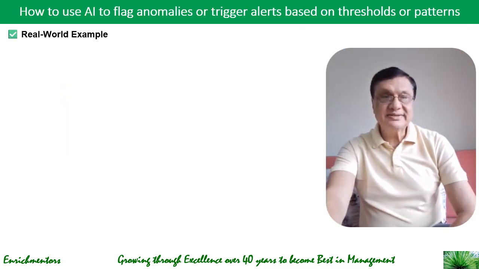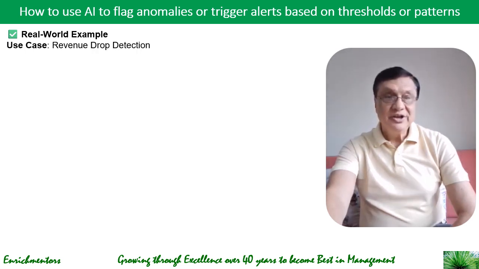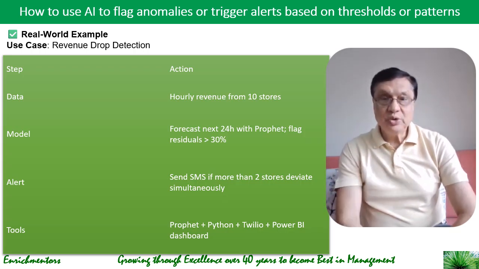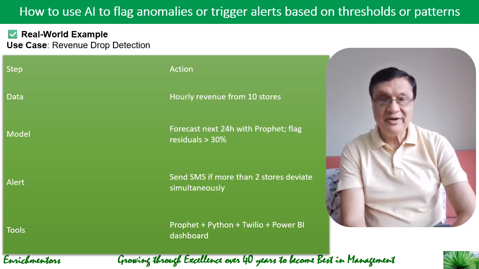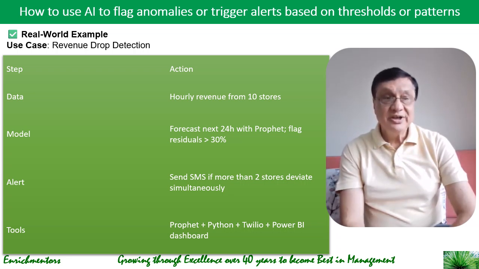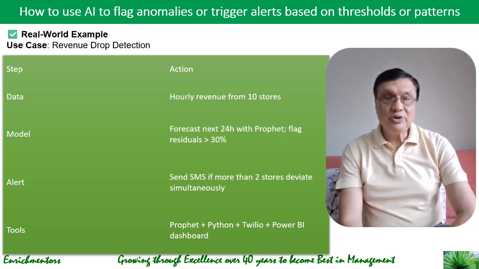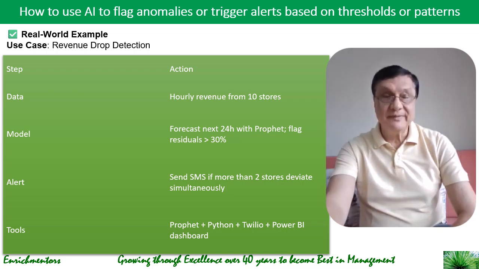Let's take a look at a real-world example of using AI to flag anomalies or trigger alerts based on thresholds or patterns. Now, this is the use case of revenue drop detection. Here, the first step in terms of data is to monitor hourly revenue from 10 stores. Then model that data by forecasting the next 24 hours with Prophet, and flag residuals greater than 30%. Then you set up the alert: send SMS if more than two stores deviate simultaneously. The tools you can use are Prophet plus Python plus Twilio plus a Power BI dashboard. So that's a revenue drop detection real-life use case example.